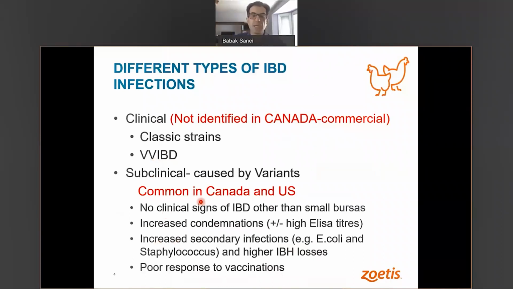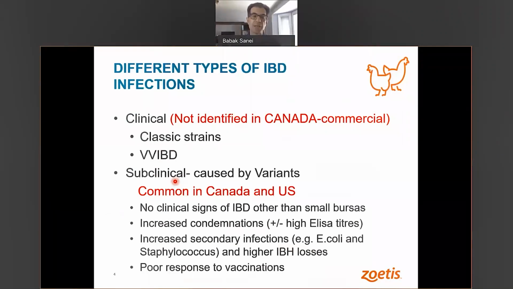It's also the most common one in the US, although the US recently had some of these category cases, especially in the California area. But the subclinical form makes it very difficult because it doesn't cause an overt manifestation or clinical signs, other than affecting the bursa of the bird. What it basically does is predispose the bird to become immunocompromised and therefore more prone to be infected by other secondary infection. You would have a lot of leg problems.